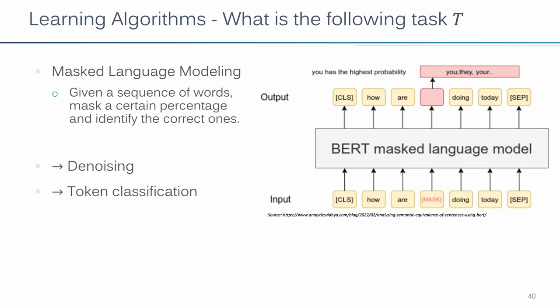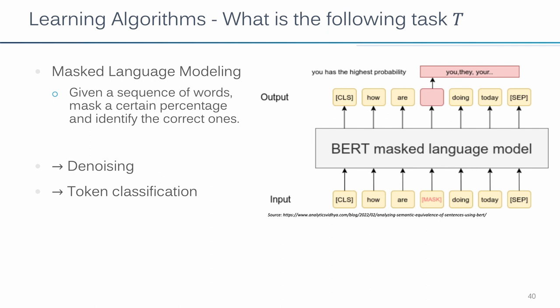So maybe a bit more complicated, masked language modeling. We'll talk about this later. We have a sequence of words on the bottom here. So the sequence of words is "how are mask doing today?" And we want to know what this word might be. And if we learn what this word might be, we can understand how a language works at a larger scale later. So what is this task?